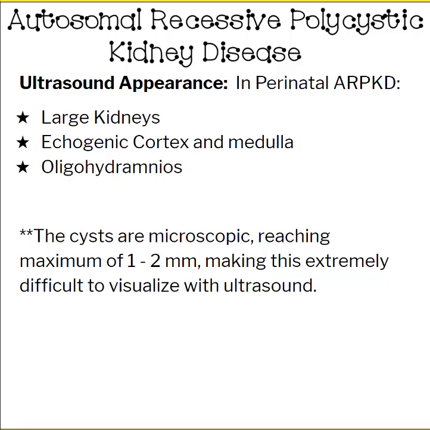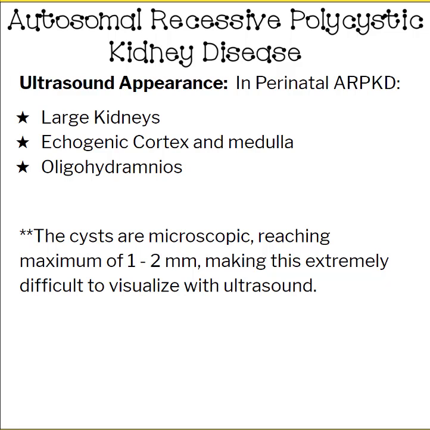Now let's back up into perinatal ARPKD and let's talk about what that looks like. So perinatal ARPKD is something that's going to be diagnosed on that fetal survey at the 20-week fetal survey. During that ultrasound, we'll see very large kidneys. Again, we're not going to see the cysts because they're so itty bitty, even smaller on a fetus. But what we are going to see is the result of those cysts being there, showing as echogenic cortex and medulla again. And then because the kidneys are not working well, the fetus is going to have oligohydramnios, so no to low amniotic fluid.